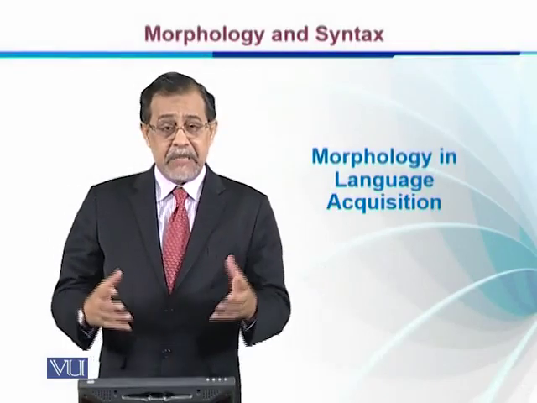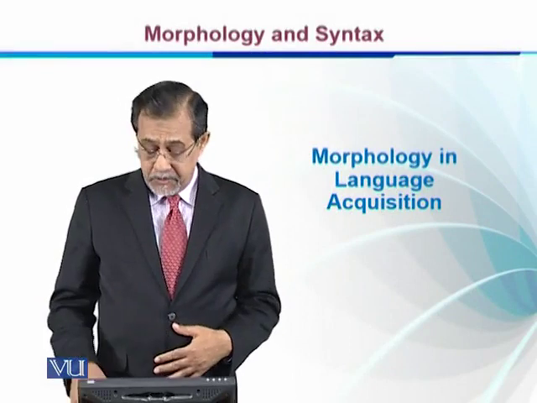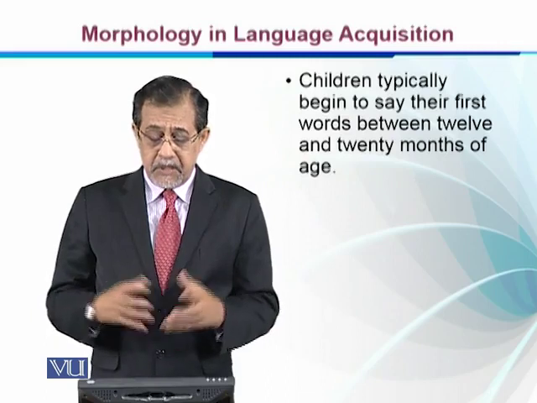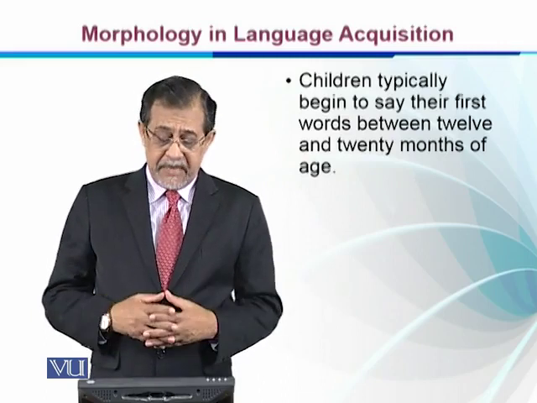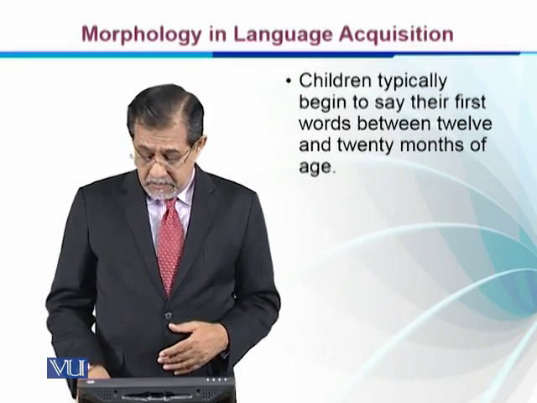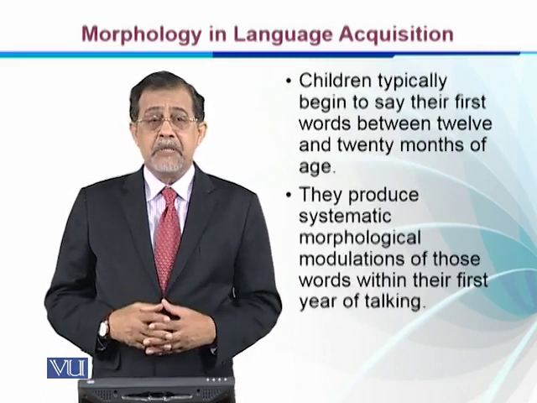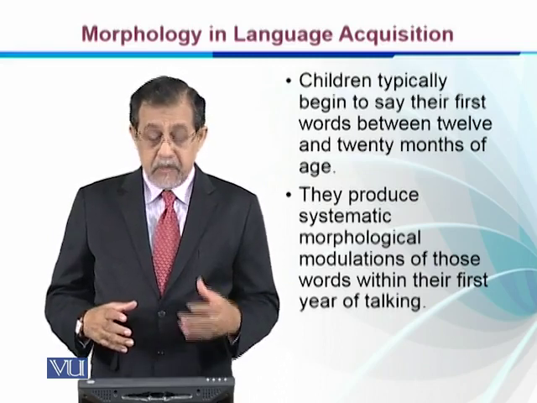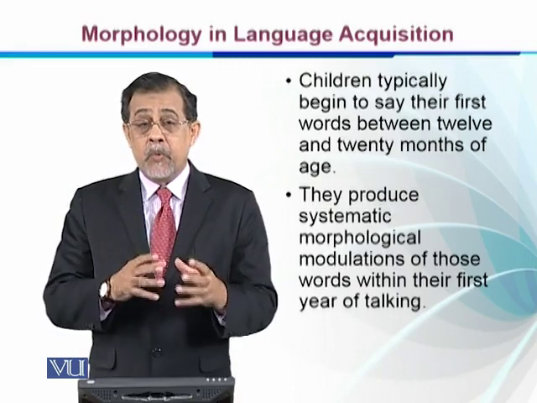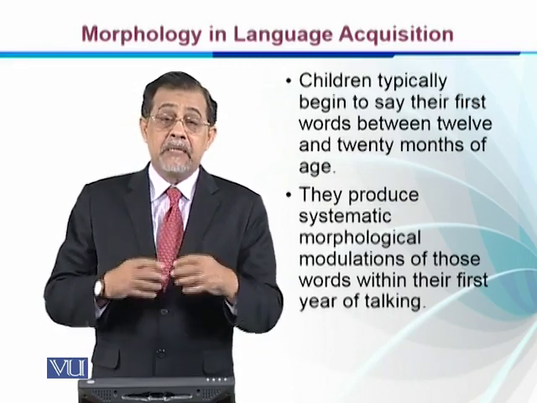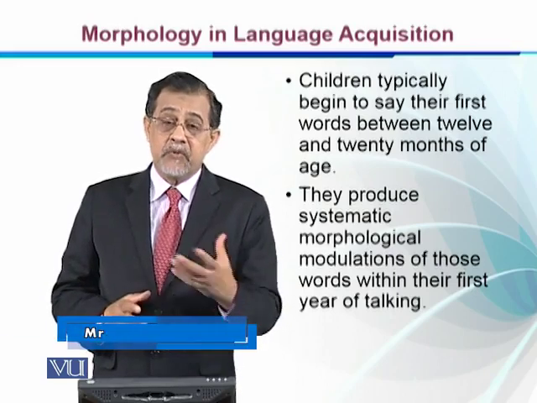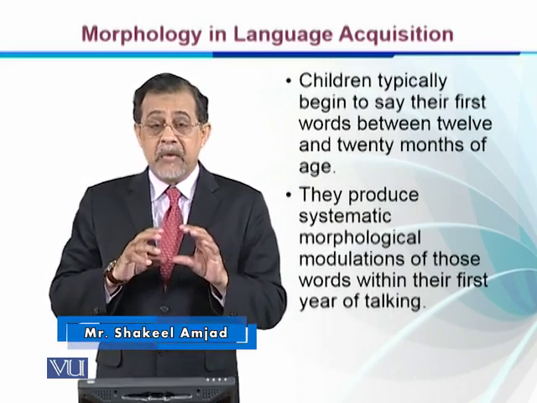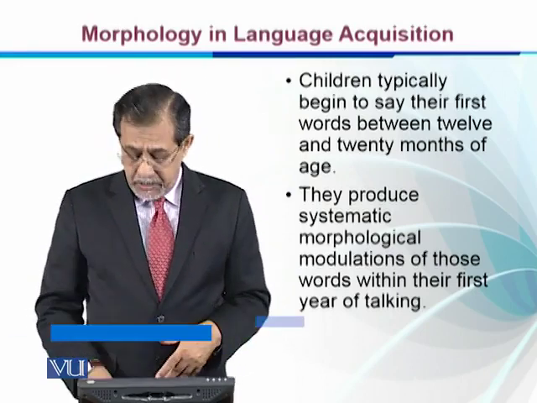Morphology in language acquisition. Though we have talked a lot about language acquisition, children typically begin to say their first words between 12 and 18 months. They produce syntactic morphological modulation of those words within their first year of talking. Right? They use the word not as a unit of morphology, but also as a part of syntax, because through single words they also convey the grammar of their words.